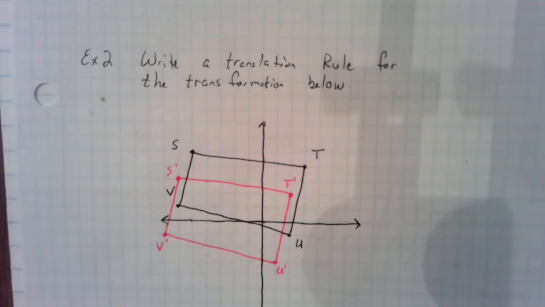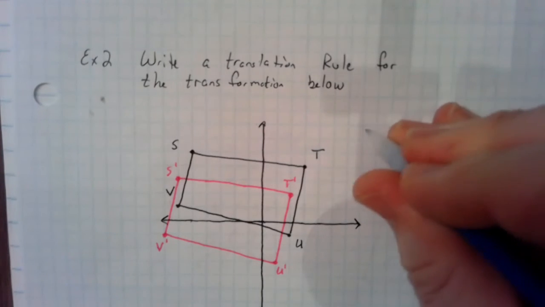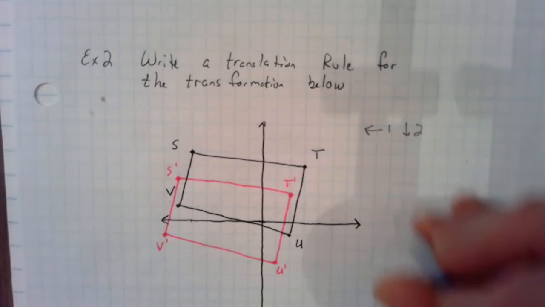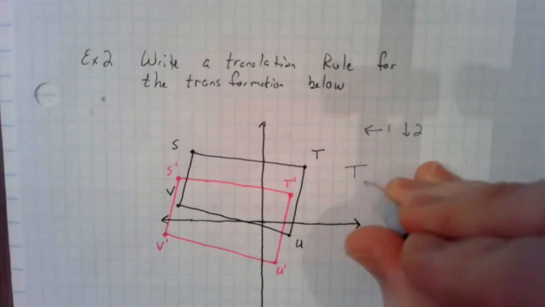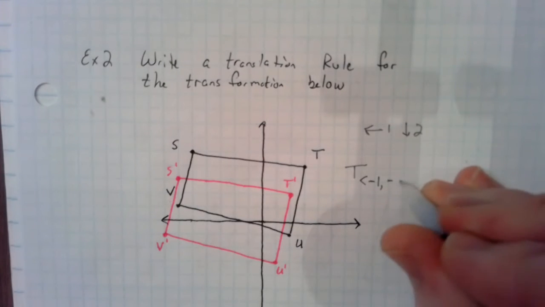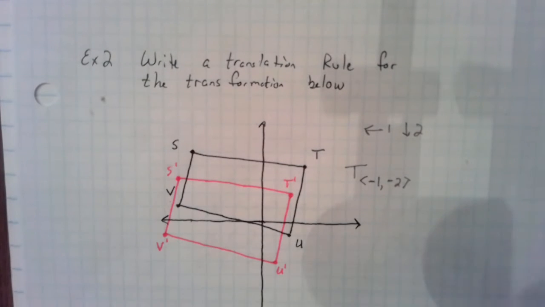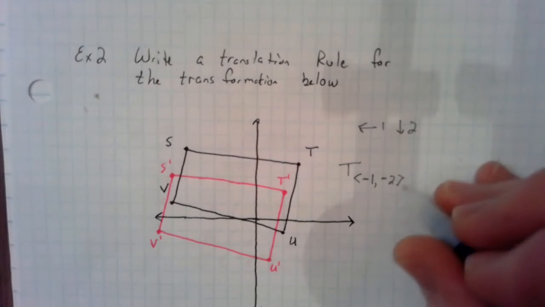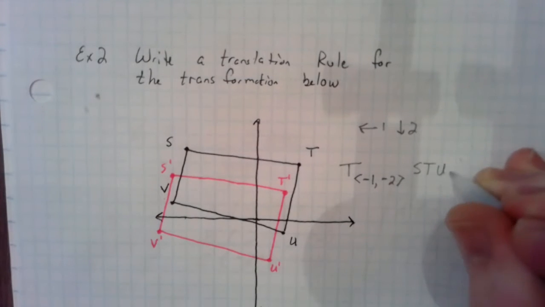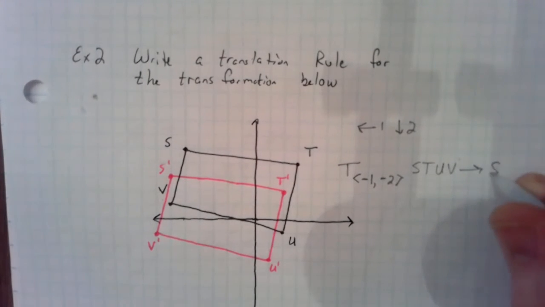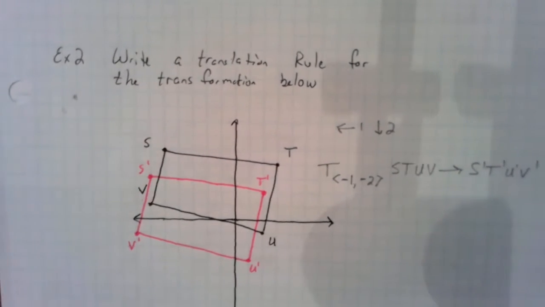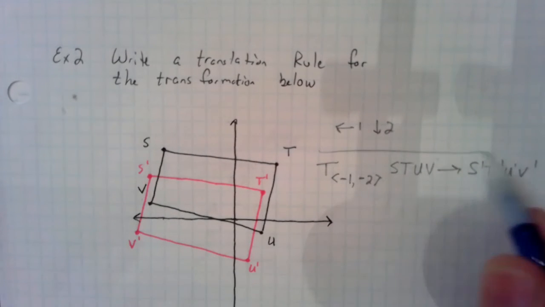So I can see here, for each of these, I'm going to go left 1 and down 2. So think about what your vector is going to have to look like. So this is going to be a translation. Since it's to the left, that's going to be -1. And since it's down, it's going to be -2. So there is my transformation, my translation rule. And I'm doing that on STUV. And it yields for me S prime, T prime, U prime, V prime. So that's what my transformation rule is going to look like to describe that transformation.